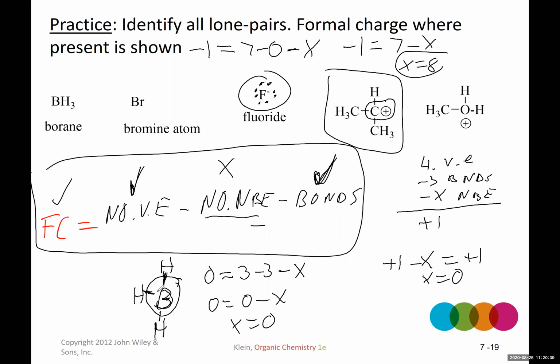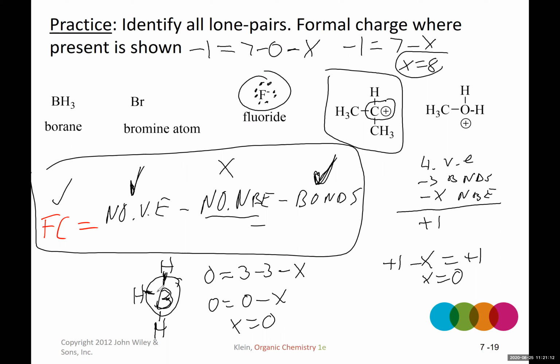Right? So you have to be able to go either way: either calculate formal charges when you're given structures and show the lone pairs, or know how many lone pairs are on an atom when you're given the structure and the formal charge, okay? Which is, as I said, the more conventional way of representing structure, okay? Any questions about that?